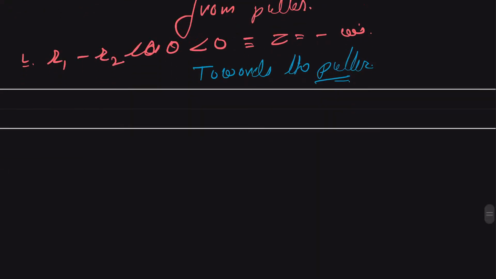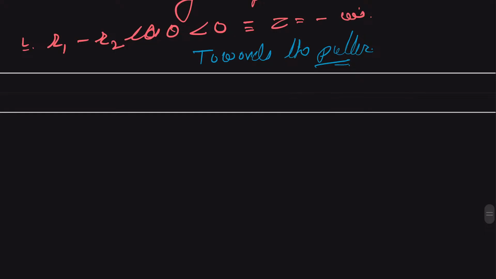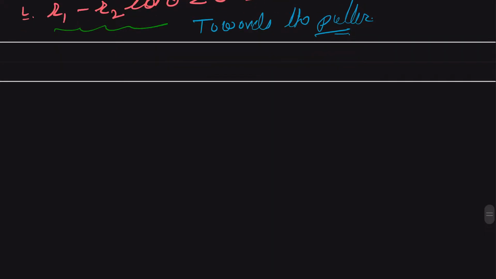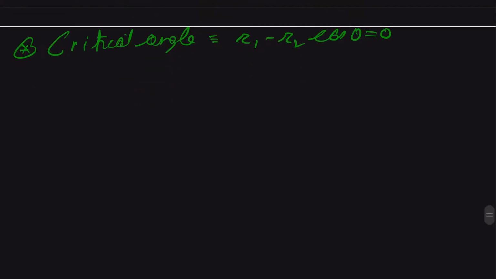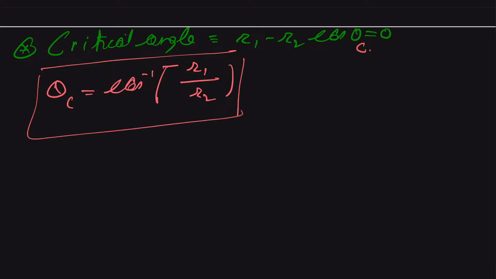Therefore, the critical angle will be when this relationship is equal to 0. You can say our critical angle is r1 minus r2 cos of theta equal to 0, and this critical angle, let us call it theta c. Therefore, we can say theta c is equal to cos inverse of r1 by r2. This is our value of the critical angle.